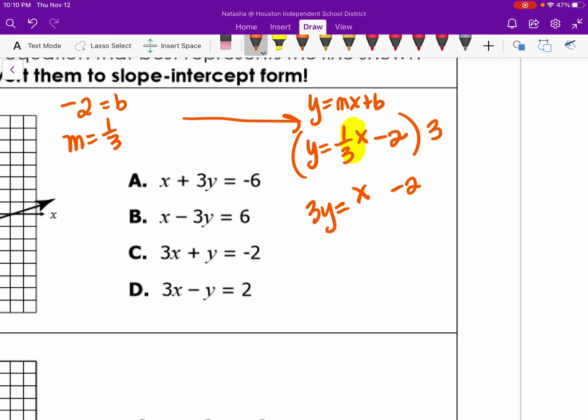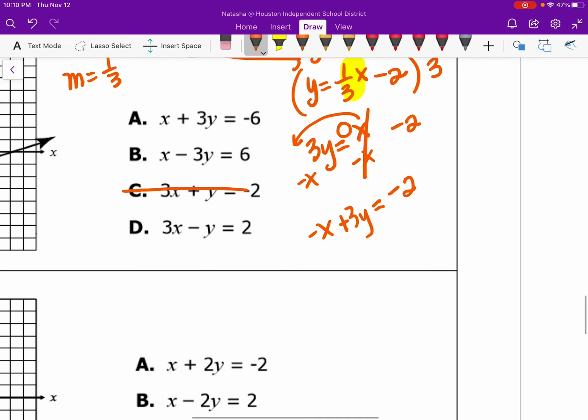Okay? Now, notice, all right, well now we can possibly say A or B might be our answer. We have 3y here, and then that's going to be equal to x minus 2. So I'm going to move my x over here. In order to move the x, we're going to have to subtract it, since there's no sign with the x, we know it's positive. So I'm going to subtract x, that cancels. That leaves me with negative 2 on the right. Then this is going to become negative x plus 3y.